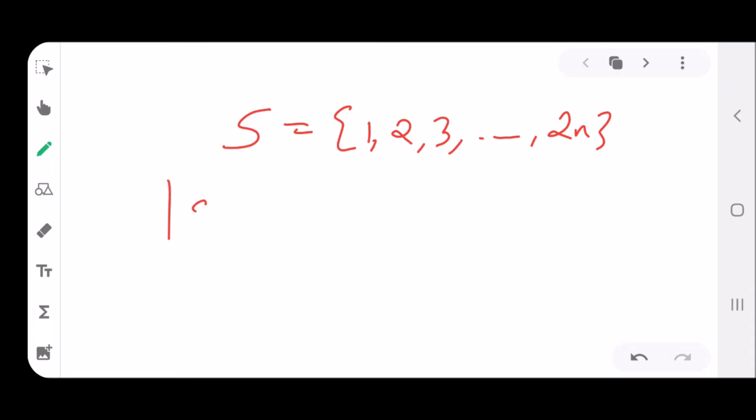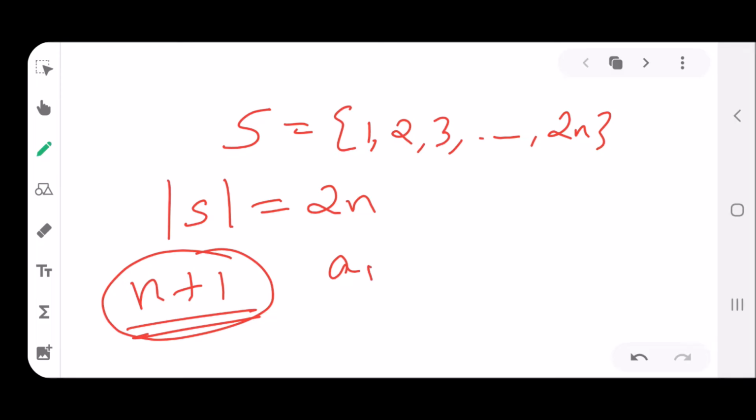Okay, so our set here is S equal to {1, 2, 3, and so on up to 2n}, where n is some positive integer, and of course the cardinality of S is 2n. Now we are selecting n+1 positive integers from this set. Those numbers are a1, a2, and so on till a_{n+1}.